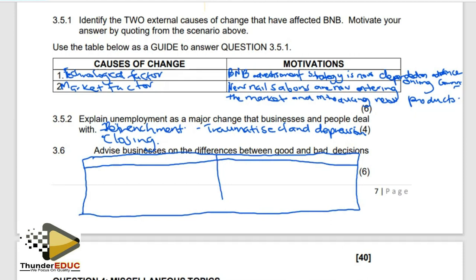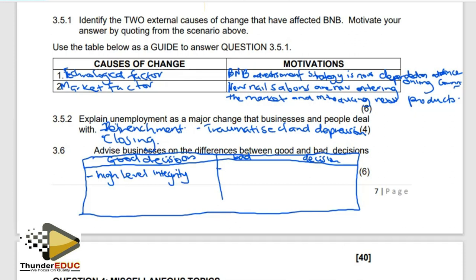Let's look at what we call good decisions. Good decisions are decisions done by a manager or a business which are good. And we shall again look at what we call bad decisions. How do good decisions look like? Good decisions maintain a high degree of integrity. There is a high level of integrity, which is so good, that is a good decision.